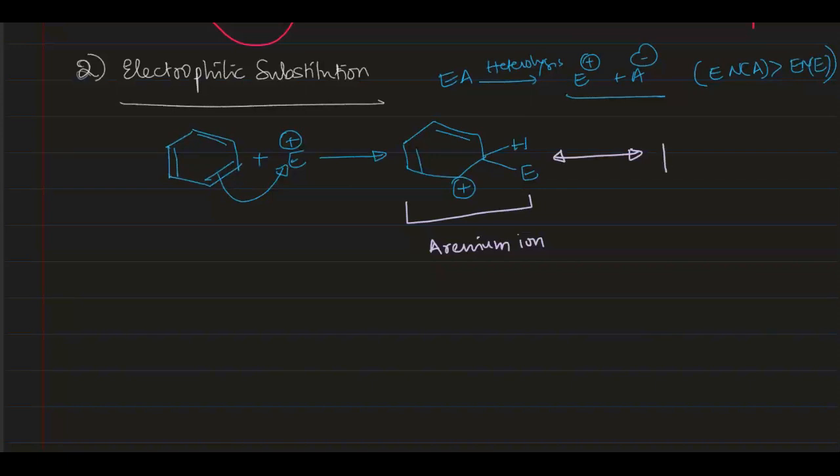So this bond can shift here, giving rise to positive charge here and EH. Similarly, this bond can shift here, resulting in EH plus. So basically you get a resonance hybrid of this type.